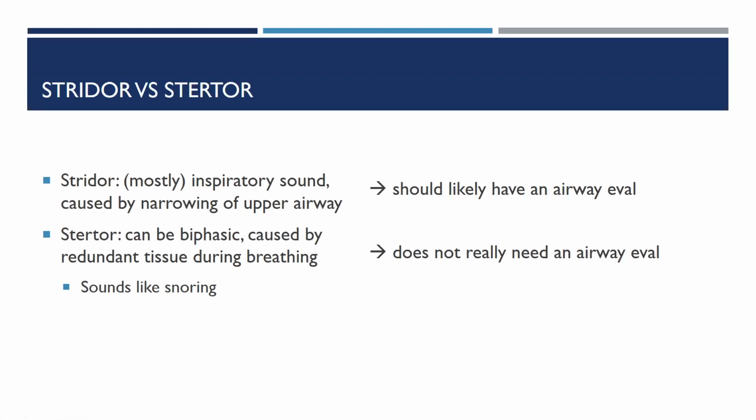And I've read something about this. It's more so the sound of the vibration of rigid tissue, versus stertor, which is basically snoring. So like redundant soft tissue moving around. Stridor should likely have an airway evaluation. Stertor, don't call us for snoring. But stridor, you just kind of have to hear it.